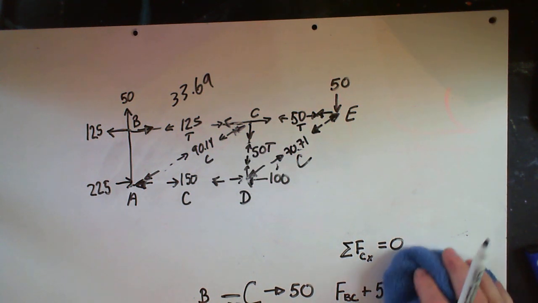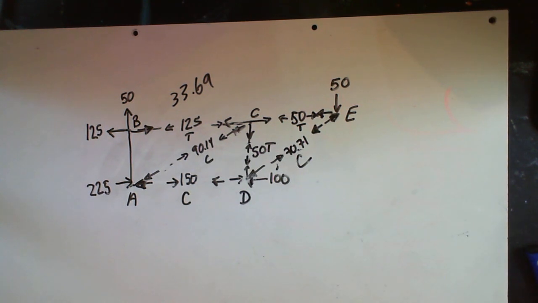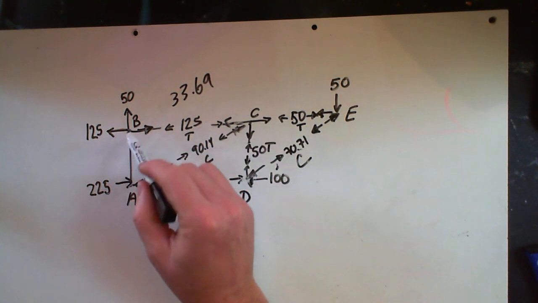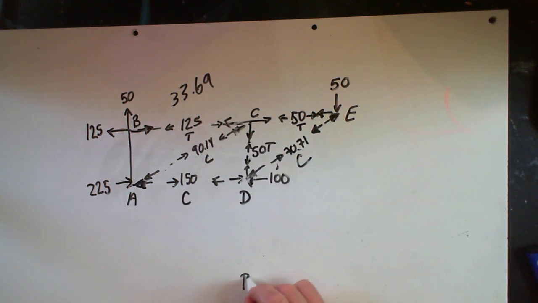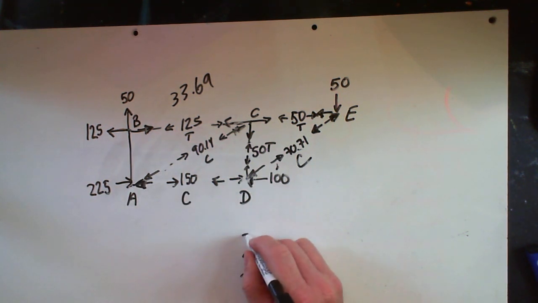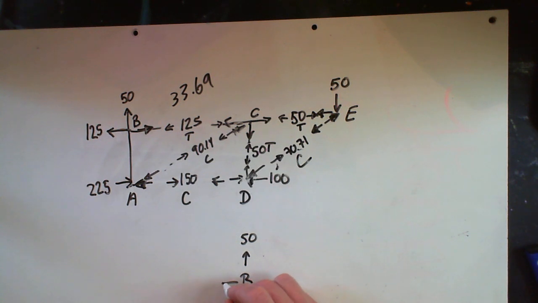We have one member left, that is member AB, and it does not really matter at all which one we use because we've only got one unknown left. So let's just go ahead and work with B. So at B, I have 50 going up. I have 125 going to the left. I have 125 going to the right, and then I have this straight up and down one.